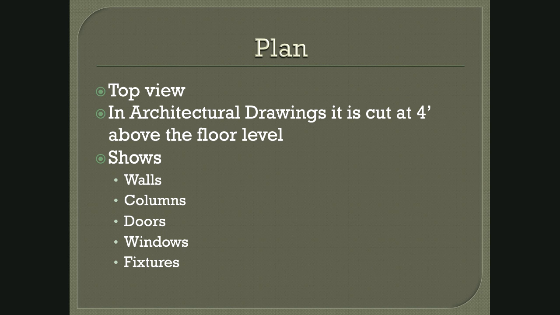So it's going to show the walls, columns, doors, windows, fixtures, countertops, kitchen cabinets. It won't show detail like trim. It's going to give you the big overall picture. And what you cut through is heavy, and what you're looking down on is lighter. What's above you is dashed. So I'll show you a couple of examples of floor plans.